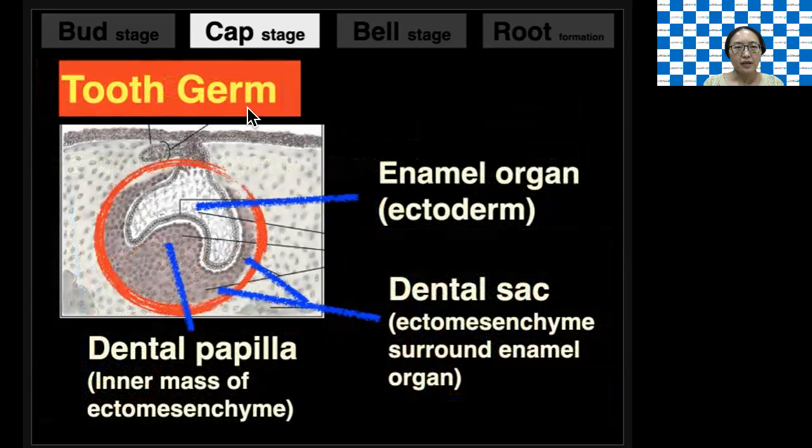So the tooth germ in cap stage comprises 3 parts. The first part is the dental enamel organ derived from the ectoderm. And the dental papilla is the inner mass of the ectomesenchyme. And the ectomesenchyme surrounding the enamel organ, we call it dental sac or the dental follicle.